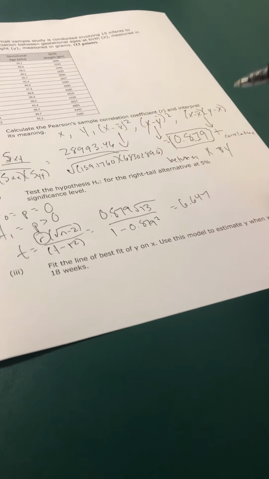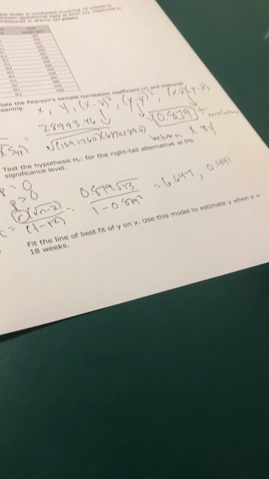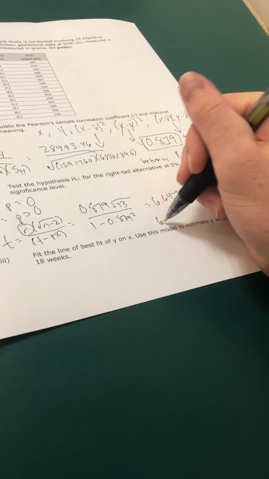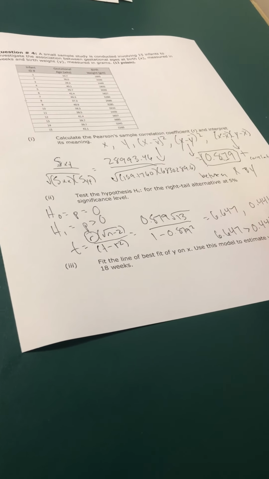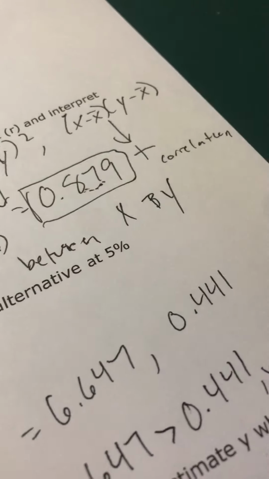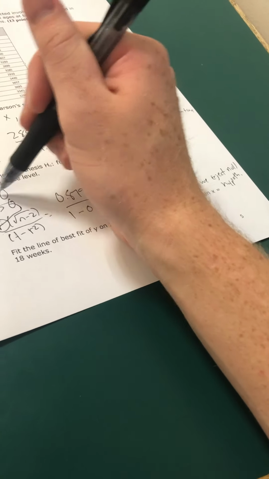Now we're going to locate the critical value, which would be this. We're using the critical values table with all the numbers that we need, and then we know that 6.647 is greater than 0.441. We again reject the null hypothesis, because this is greater, so this would be confirmed and this would not.